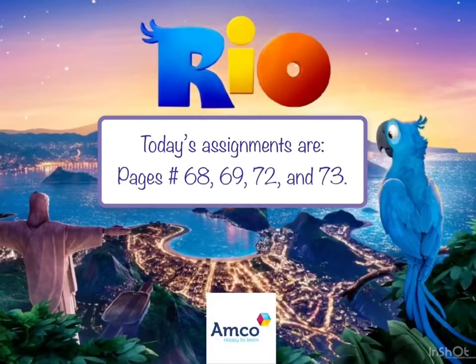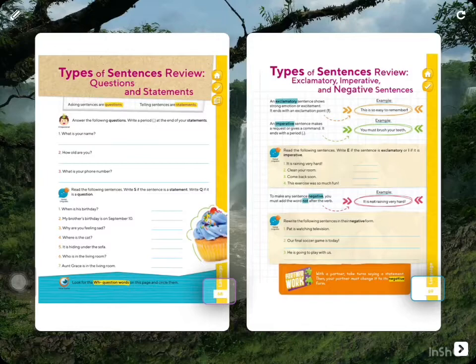Now it's time to work. Today's assignments are pages 68, 69, 72, and 73. I am going to explain each one of them so you can know what to do. On page 68, we are going to review types of sentences, which are questions and statements. Remember, questions are sentences that ask something and end with a question mark. Statements are telling sentences and they end with a period.